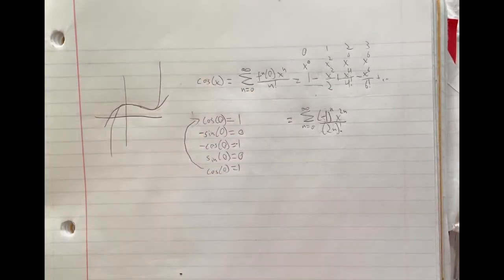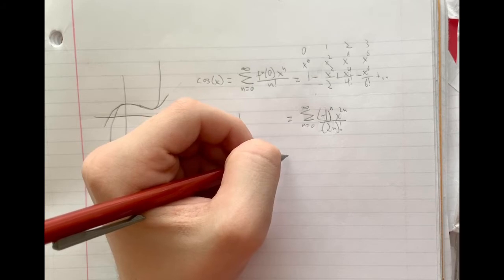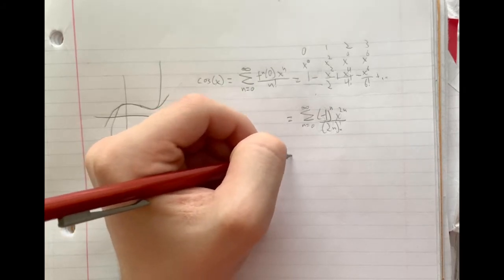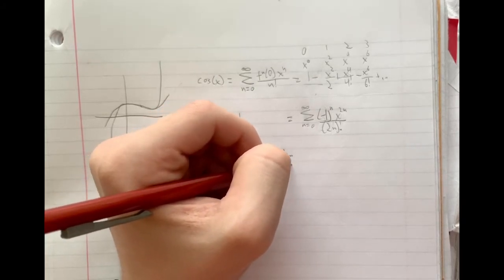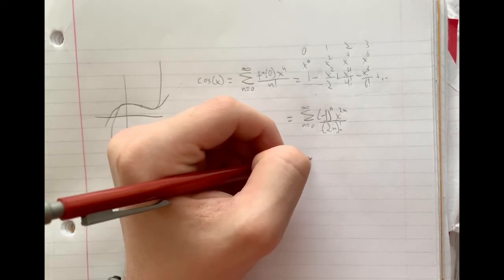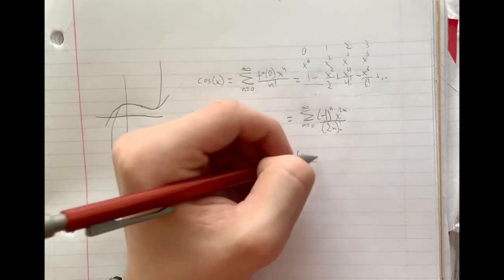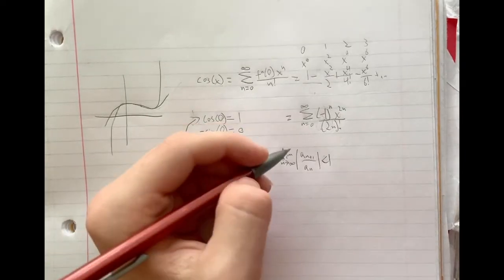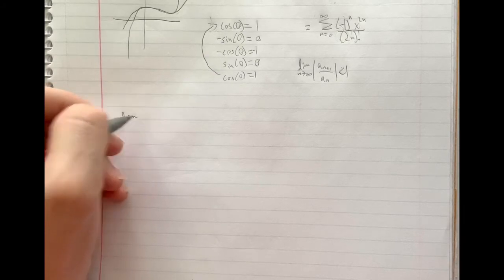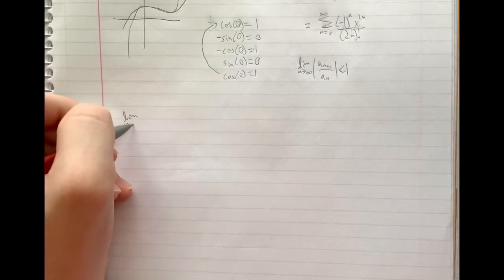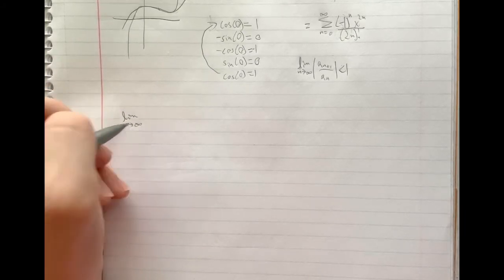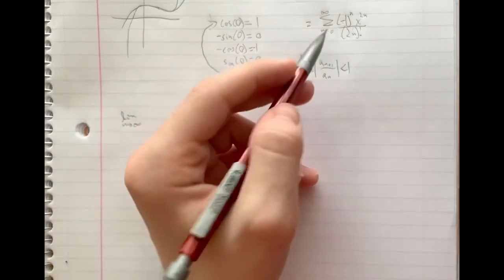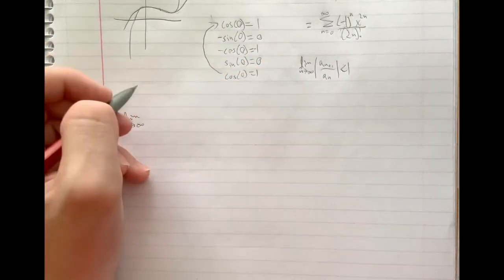So we can find for what values of x does this converge. And we're going to use, you guessed it, the ratio test. So remember, the ratio test says if the limit as n approaches infinity of any term over the previous term, the absolute value of that, is less than 1, the series converges. So let's plug that in. So we have the limit as n approaches infinity.